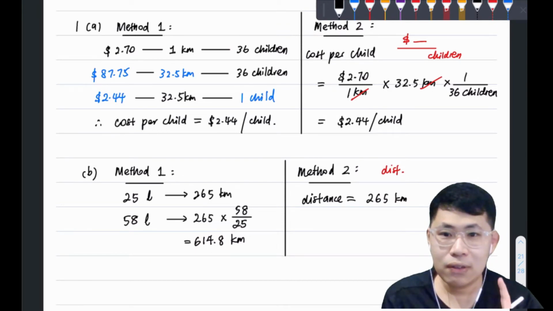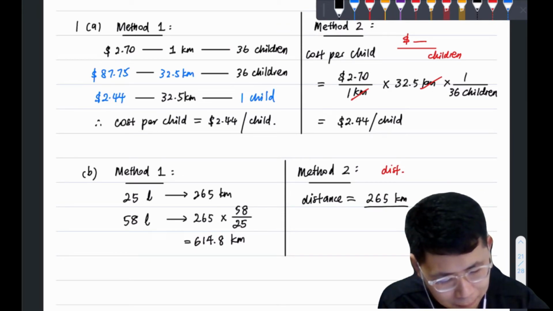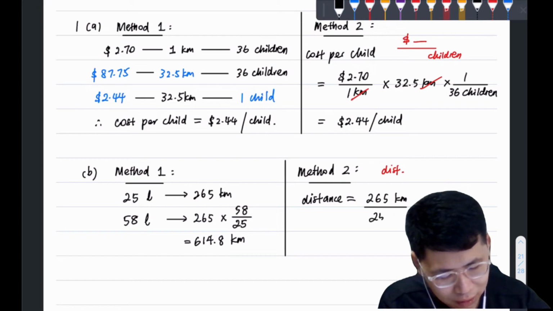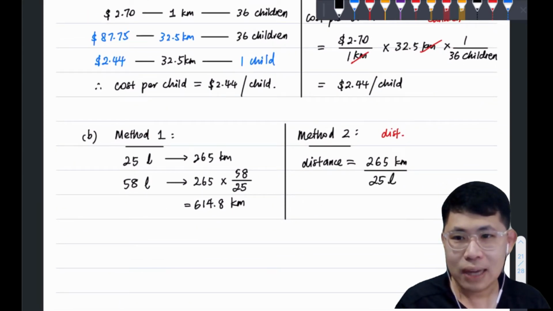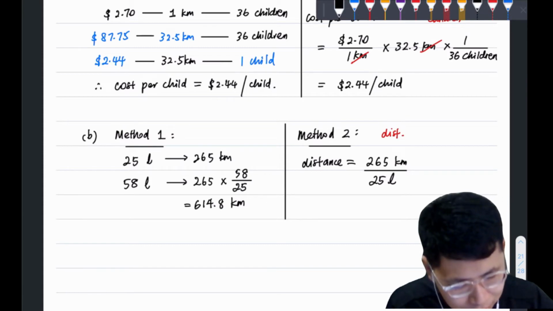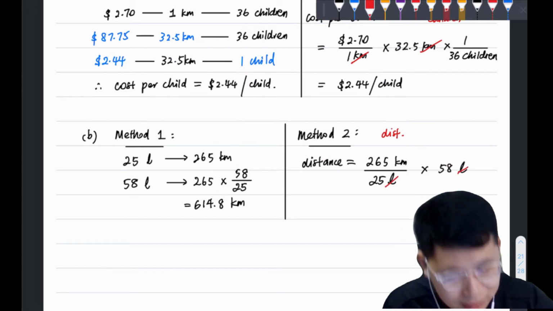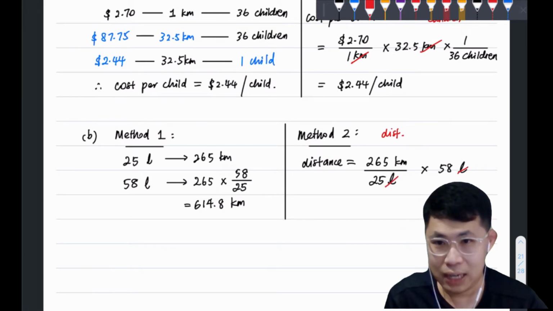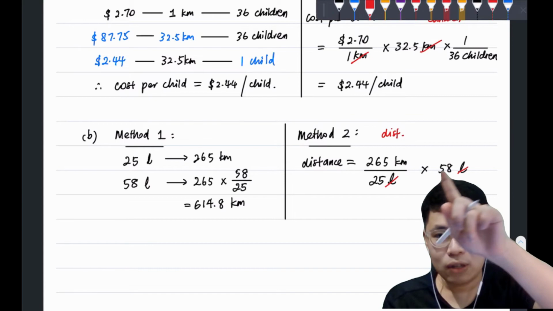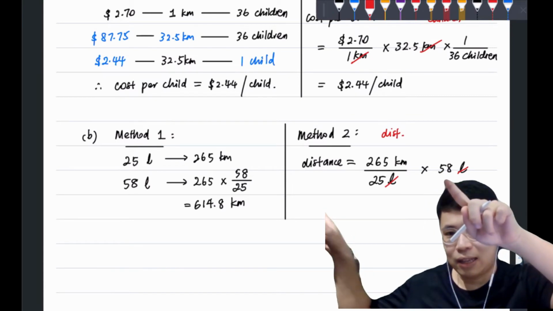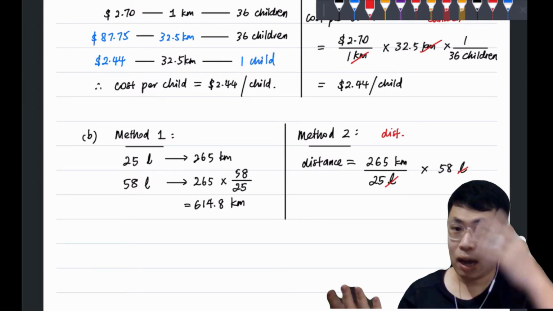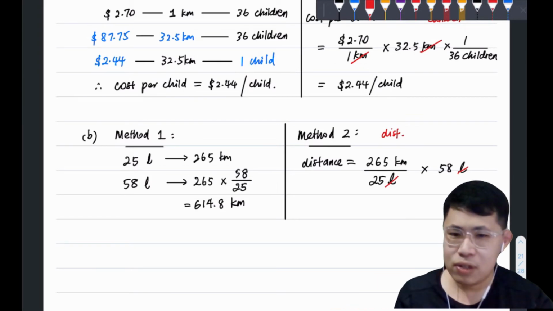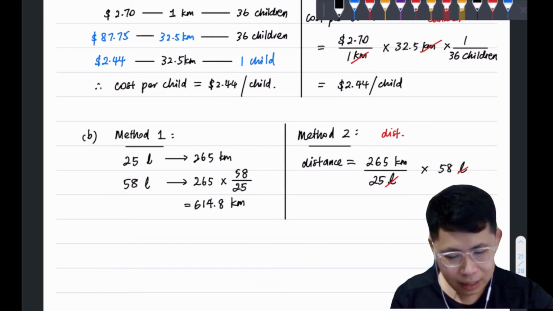Right, so 265 kilometers we are traveling based on 25 liters, so the liters will be at the bottom. So in order to cancel my liters, I'm going to multiply by 58 liters over here, instead of dividing, so I need to multiply by 58. Okay, so actually can you see that this fraction and that fraction over there, are they the same? 265 times 58 divided by 25. They're actually the same.